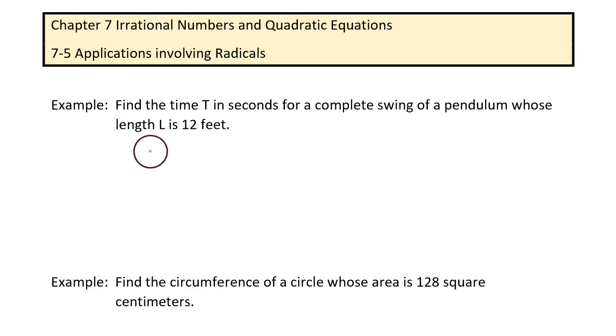So if you've had physics class and studied pendulums, you certainly have an advantage on this. But a pendulum is a weight that's on the end of a rope or string, and it swings back and forth. You start a pendulum swinging by lifting up the pendulum. Then when you let go, it will swing over this direction and then back to where it started. How much time does it take for one complete swing?